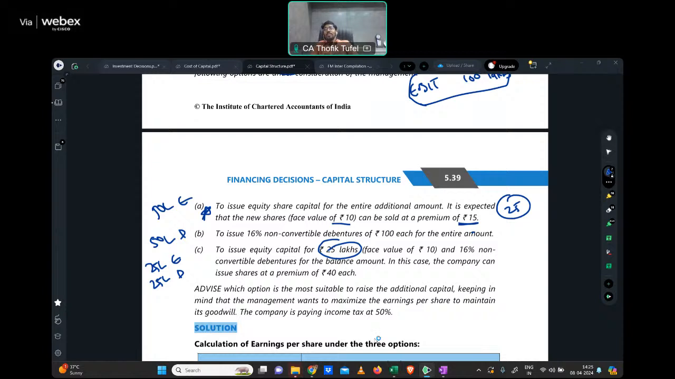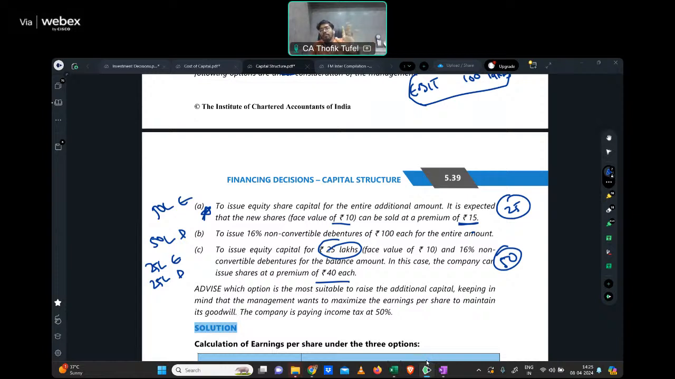In this case, the company can issue shares at a premium of 40 each, so here the issue price is 50 rupees. What is the significance of issue price? If the issue price is 25, the number of shares will be based on 25. If the issue price is 50, the number of shares will be less. So in the first case it is 50 lakh divided by 25, here it is 25 lakh divided by 50. This is the difference.